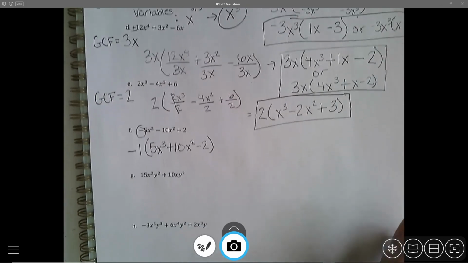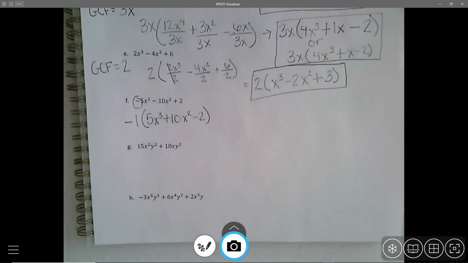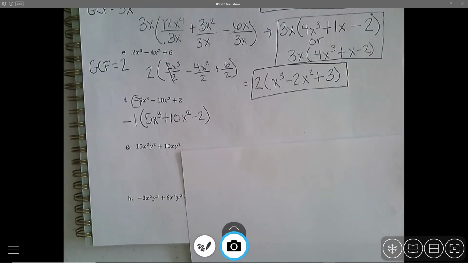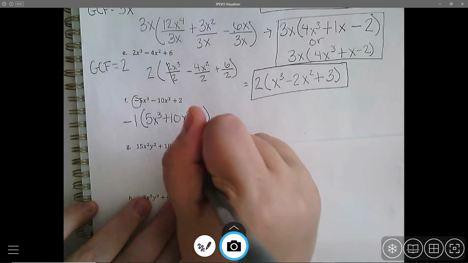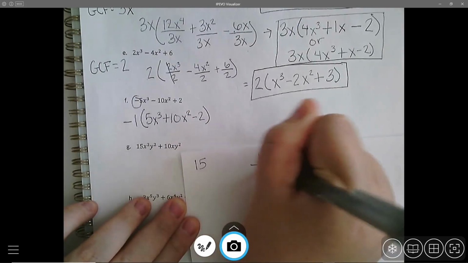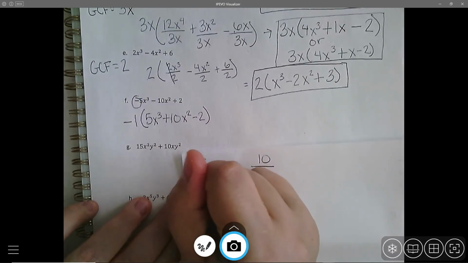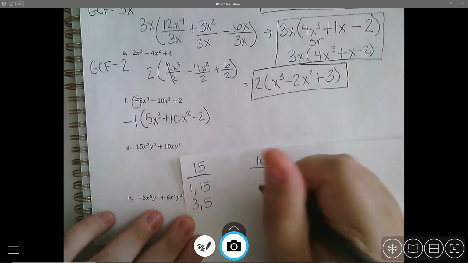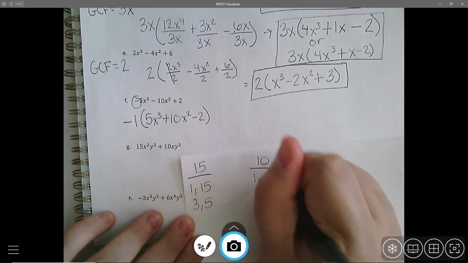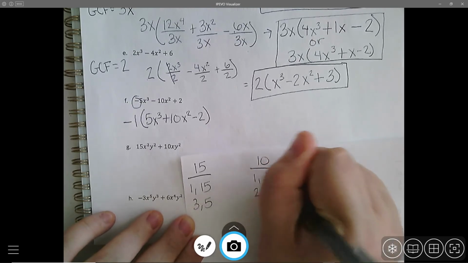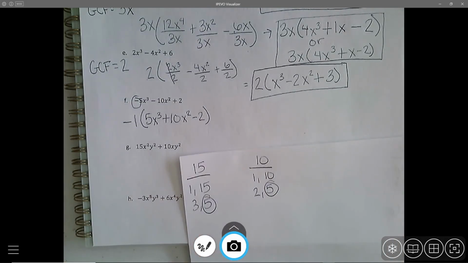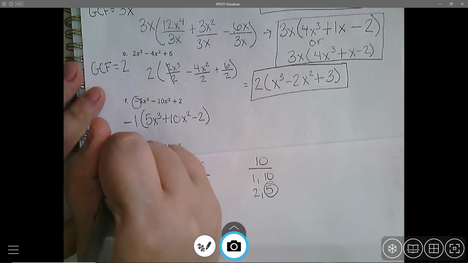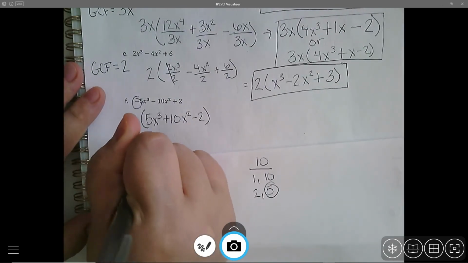Okay, and that's all we can factor on that one. Okay, getting here to G. My numbers are 15 and 10. For 15, I have 1 and 15, 3 and 5. For 10, I have 1 and 10, 2 and 5. Notice they both share a 5. So that means my GCF is going to have something with a 5.